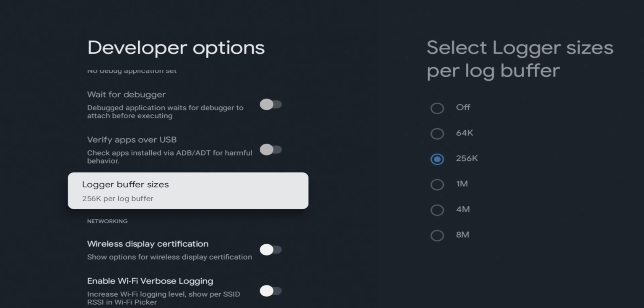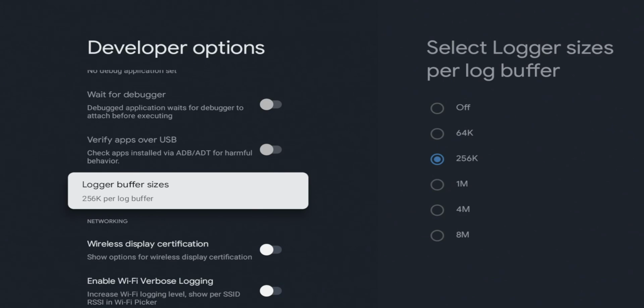Going down to the Logger Buffer Size. So you can see the default there is 256K. So Logger Buffer Size changes the maximum file size for the logger, also known as logcat. A longer buffer can show older activity, while a shorter buffer can contain logs for recent activity.